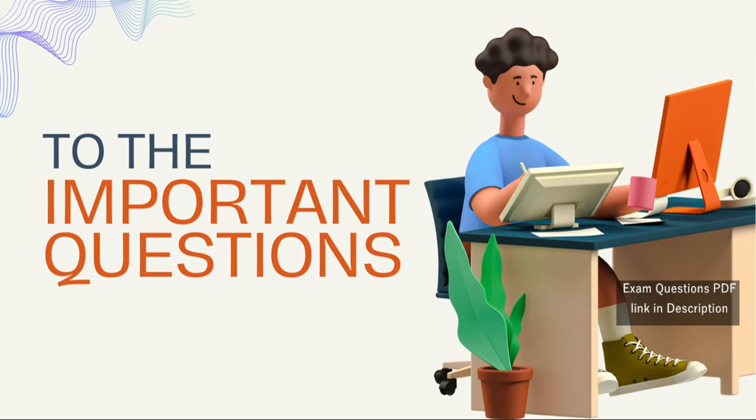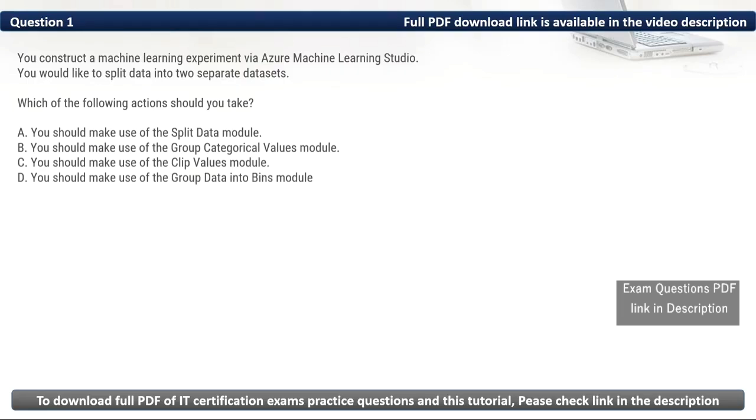To the important questions, question 1. You construct a machine learning experiment via Azure Machine Learning Studio. You would like to split data into two separate datasets. Which of the following actions should you take?